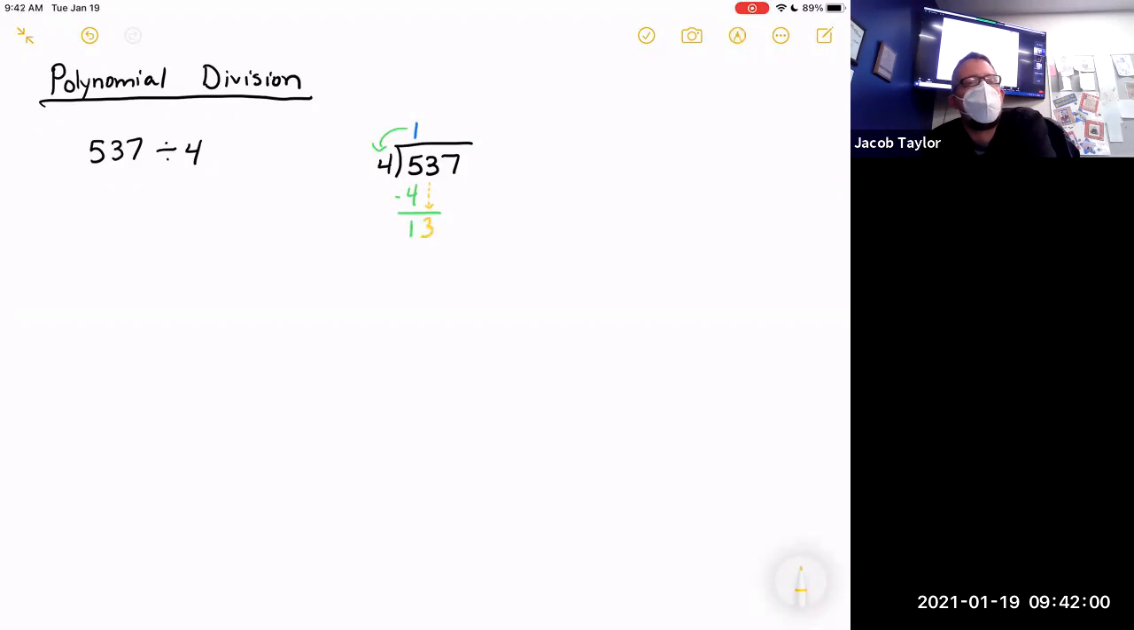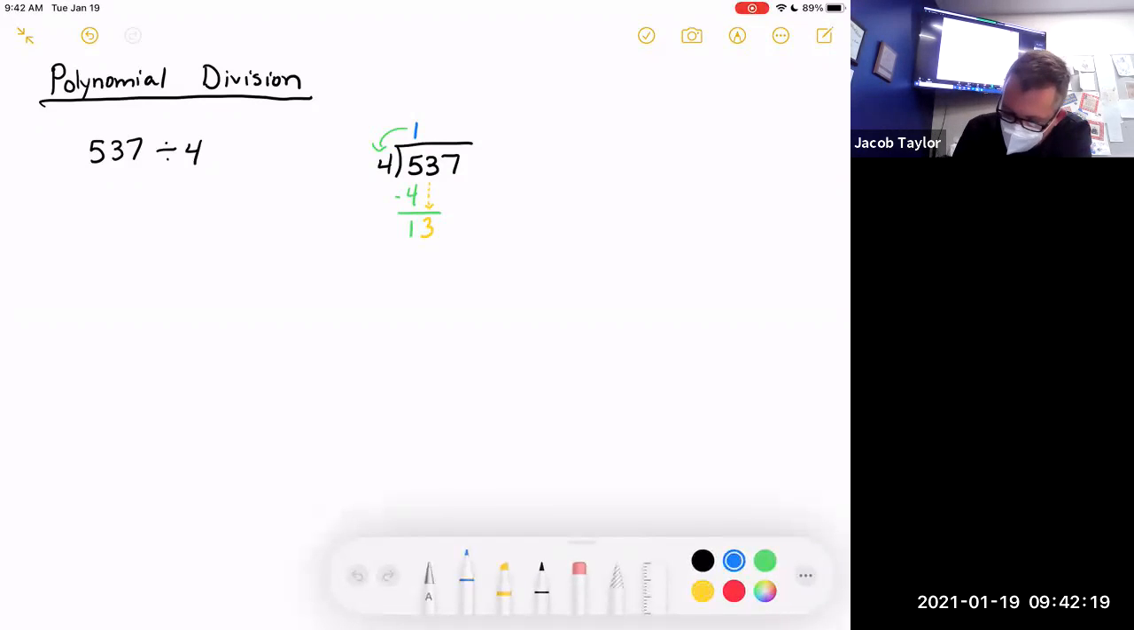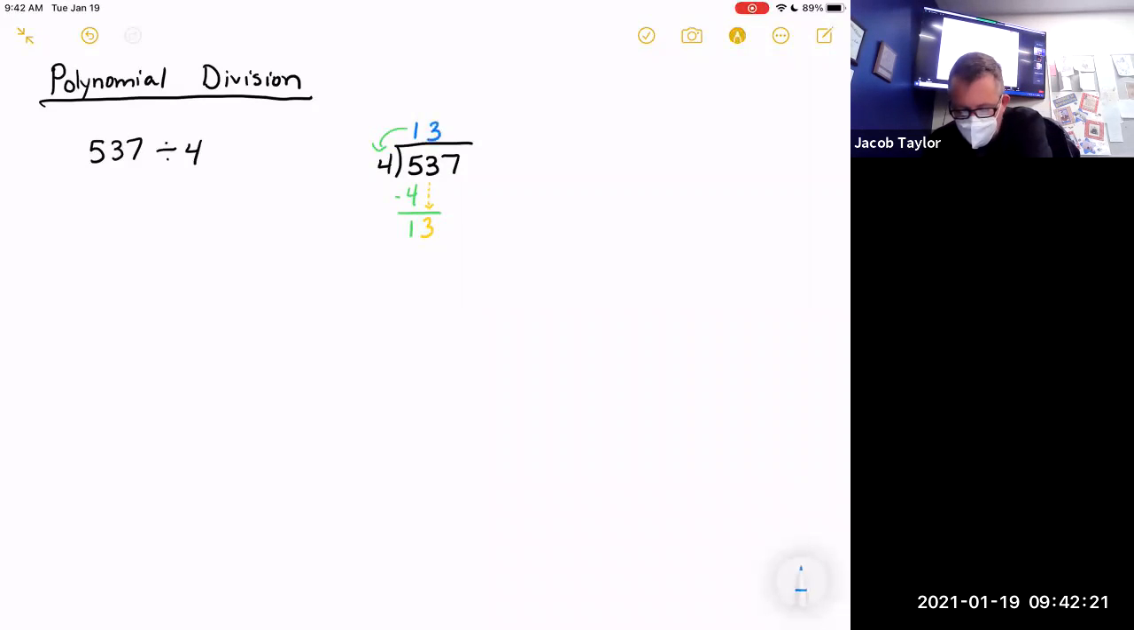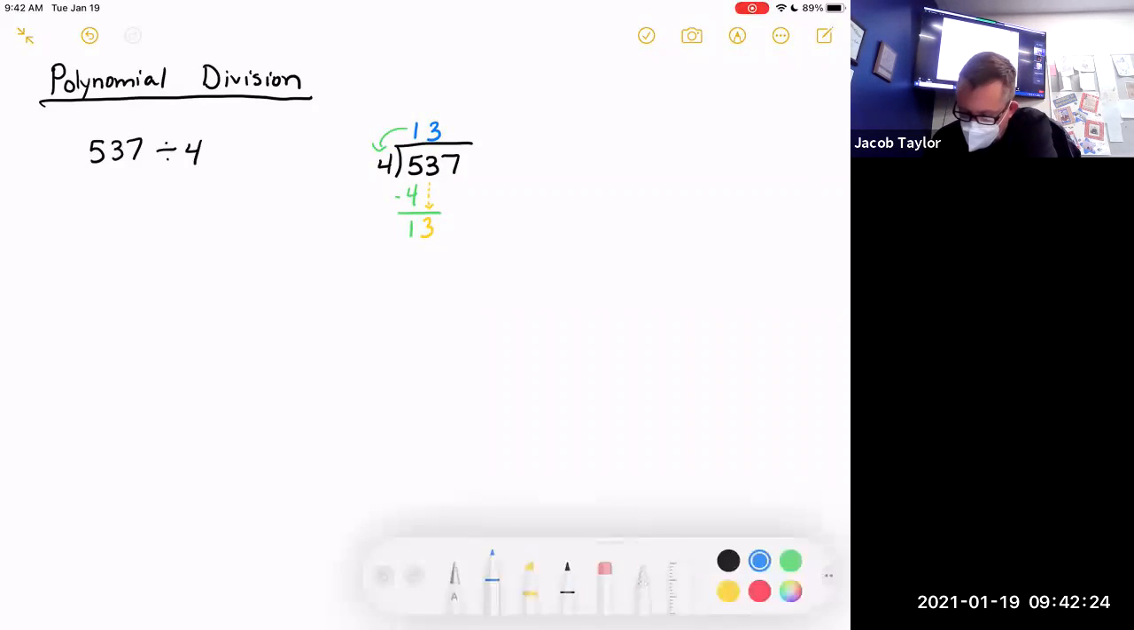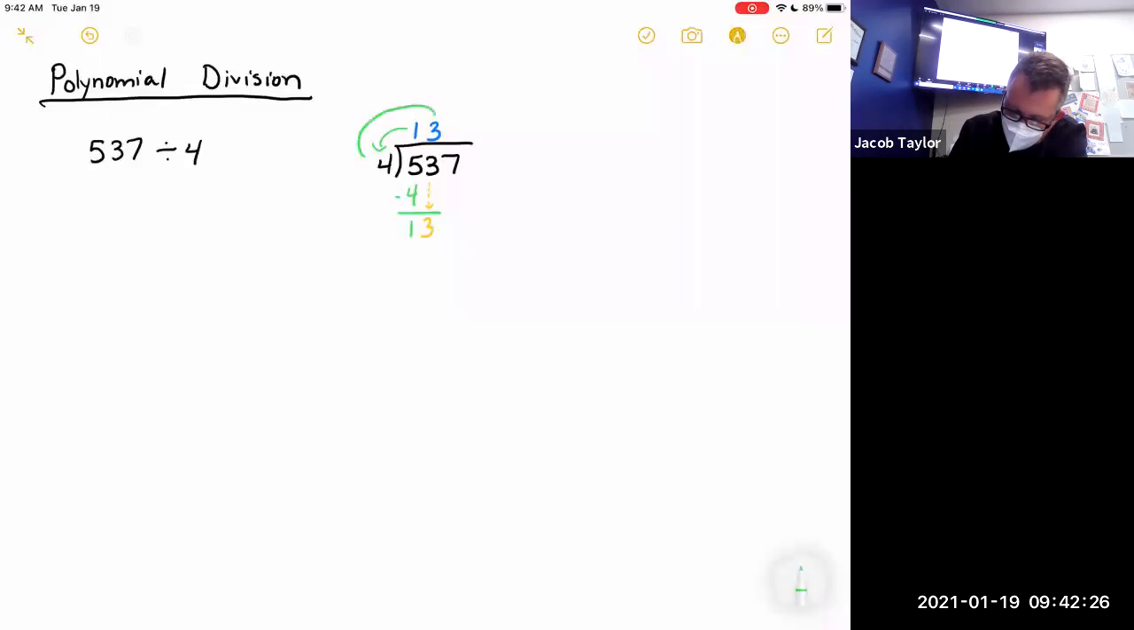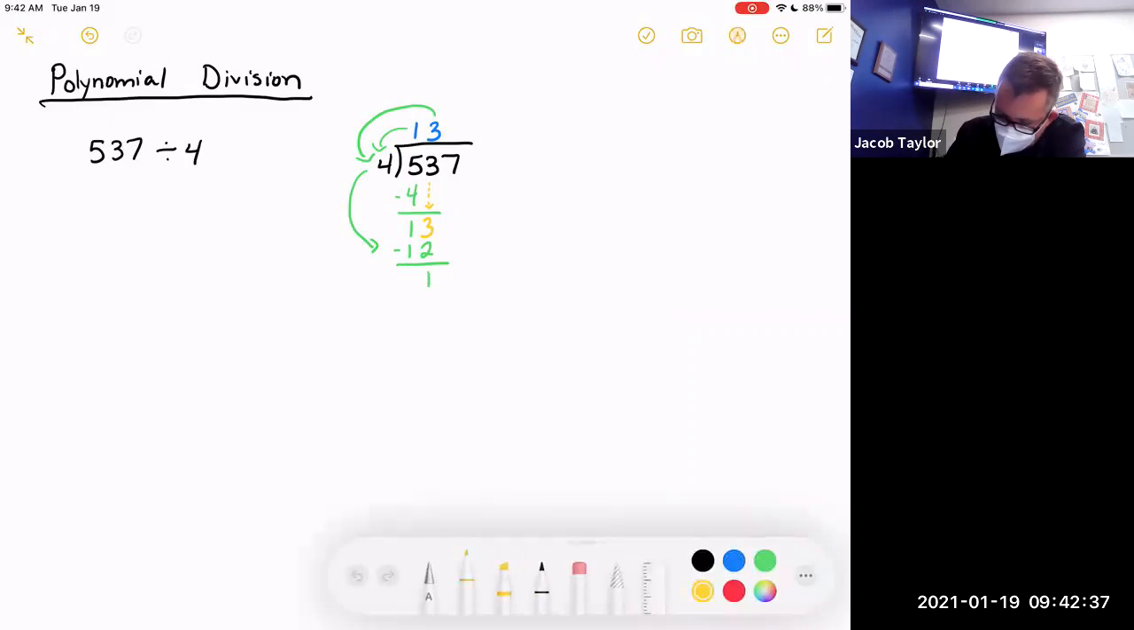Exactly right. Same question. You can say, what's the biggest thing I can multiply 4 by that is still less than 13? 3. Or you could say, what is 13 divided by 4? Well, 13 divided by 4 is 3 with a little bit left over. So either way, the number would be 3. Right, so then we multiply again. 3 multiplied by 4 gives us 12. And then we subtract, which is 1. And then we bring down the 7.